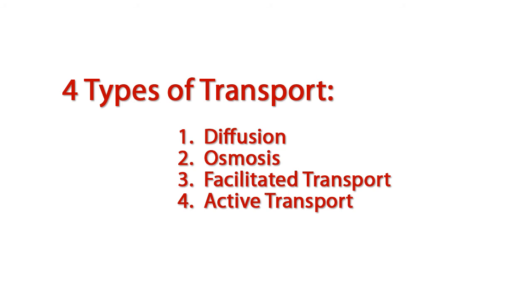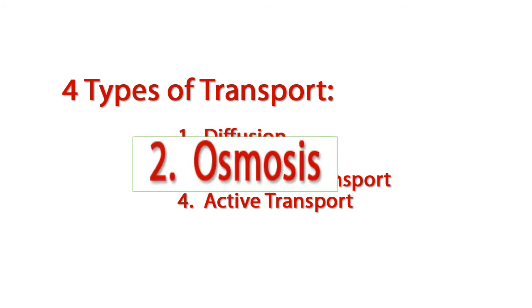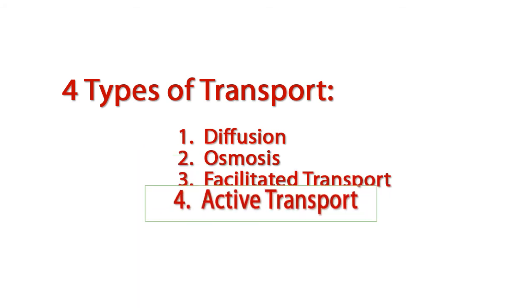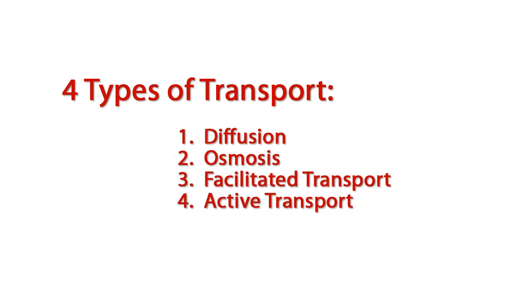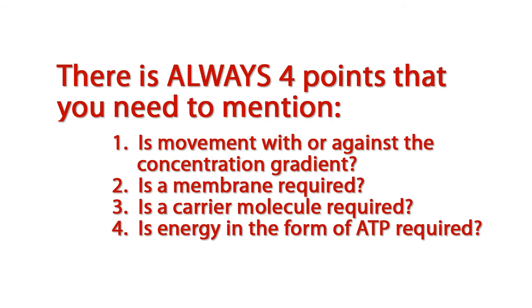There are four methods of transport that you will need to know, and they are diffusion, osmosis, facilitated transport, and active transport. Whenever you define any of these processes, there are always four points that you need to mention. Is it with or against the concentration gradient? And does it require a membrane, a carrier, or energy in the form of ATP?